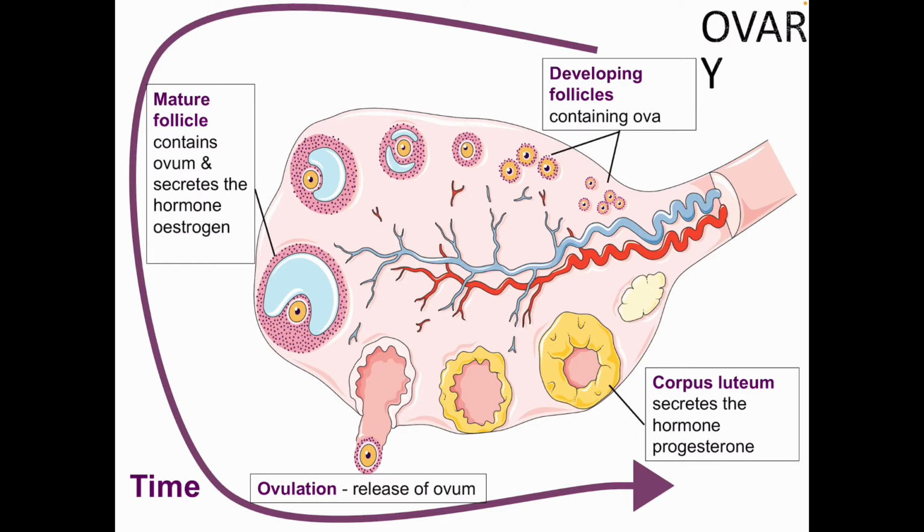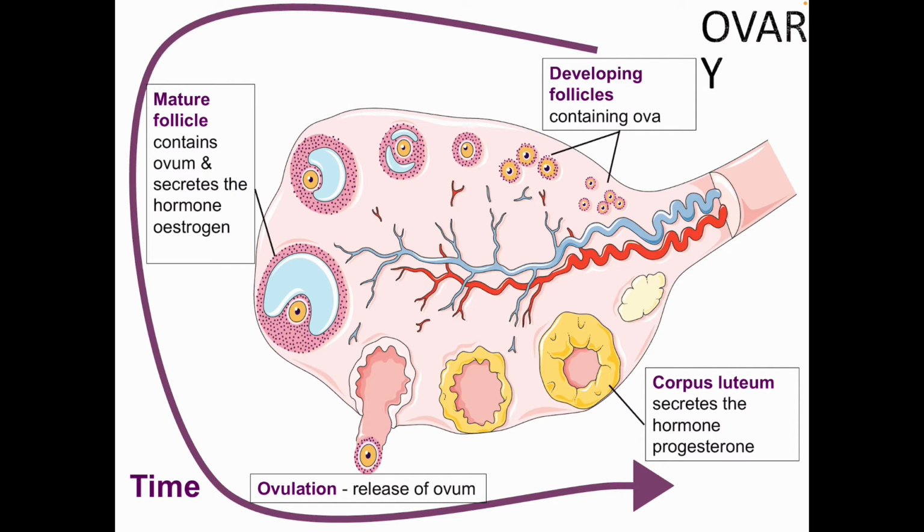This diagram shows all the stages that the follicle will pass through during one menstrual cycle. You would not see all of these stages occurring in the ovary at one time. It's a cycle that the ovary passes through every month. So we start off with several developing follicles, each containing an immature ovum. After about 7 days or so, one of these follicles will become the dominant one and the rest will just disintegrate. So the dominant follicle becomes a mature follicle. It contains the ovum and it also secretes the hormone estrogen.